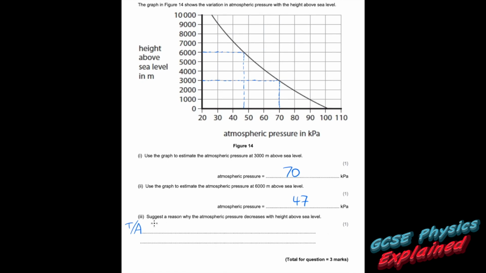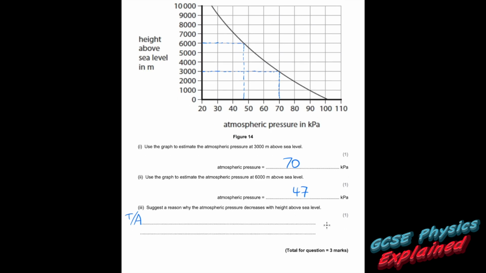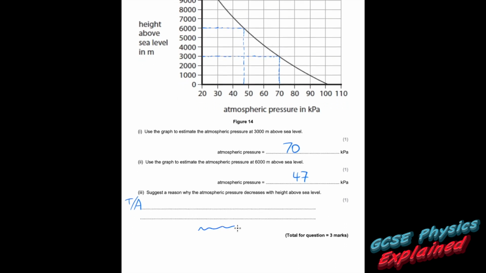If you were interested in this question, suggest a reason why the atmospheric pressure decreases with height above the sea level. Well, if there's the sea level and there's space, look at all of those air molecules above your head. So if you're there, there's a lot more air pushing down on you. So the higher you go, there's less air pushing down on you. But like I say, that's triple. So you don't need to know it if you just do combined science.